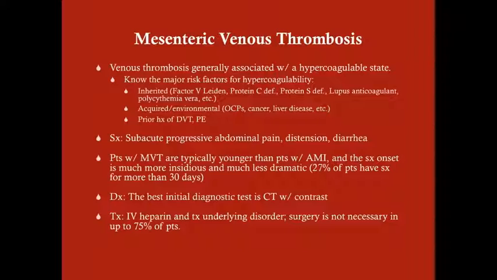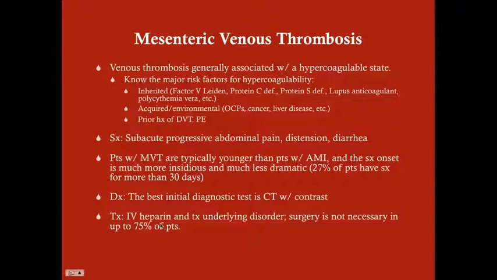So that just goes to show you that this is much more subacute, much more progressive than the acute mesenteric ischemia. For diagnosis, we're going to do a CT with contrast. We can't do angiography because where's the problem? It's in the veins. So we're going to do a CT with contrast. That's going to be your best initial diagnostic test.